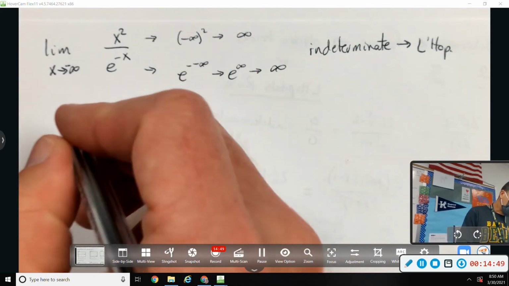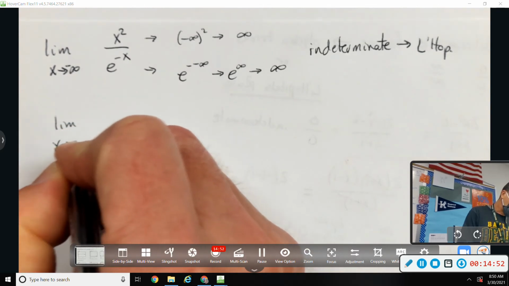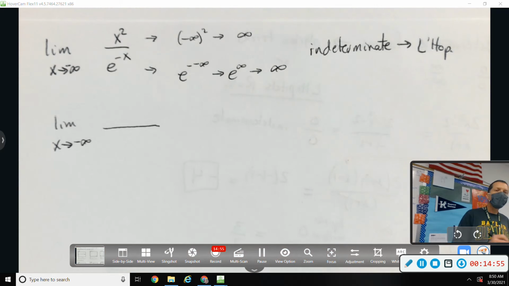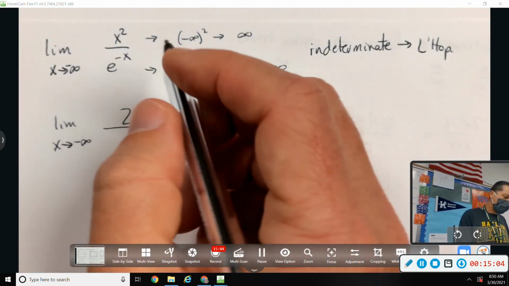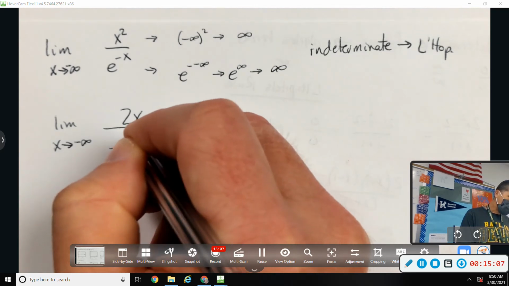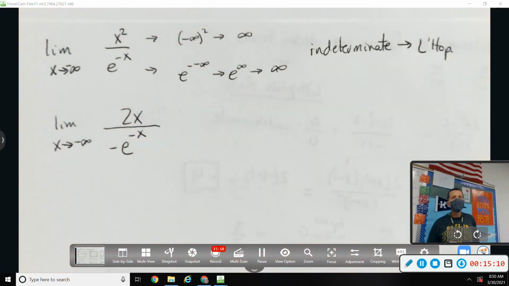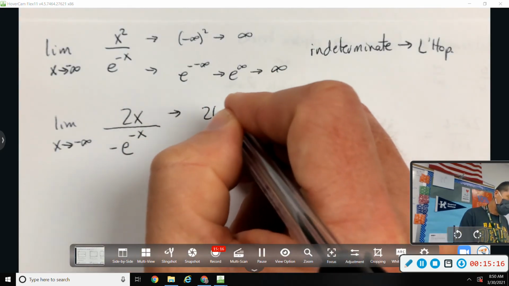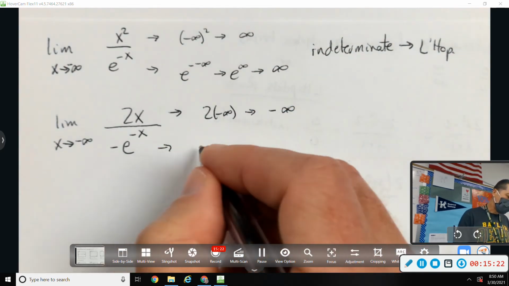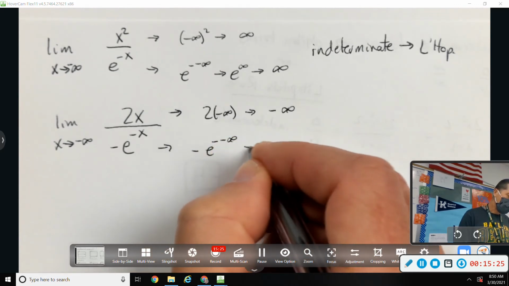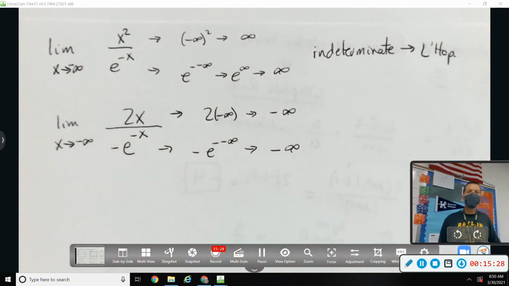So let's take the derivative. Limit as x approaches negative infinity. Derivative of x squared. Should put somebody on the spot for that one. 2x. Derivative of e to the negative x would be negative e to the negative x. Let's try again. So the top is going to go to negative infinity. The bottom is going to go to all sorts of negatives, but also negative infinity. So that's still indeterminate.